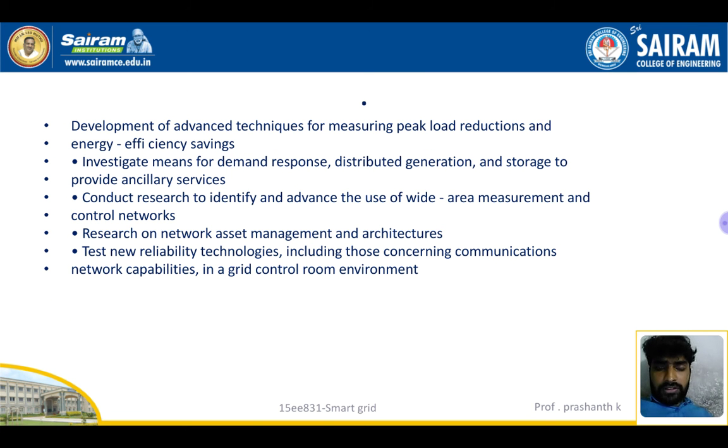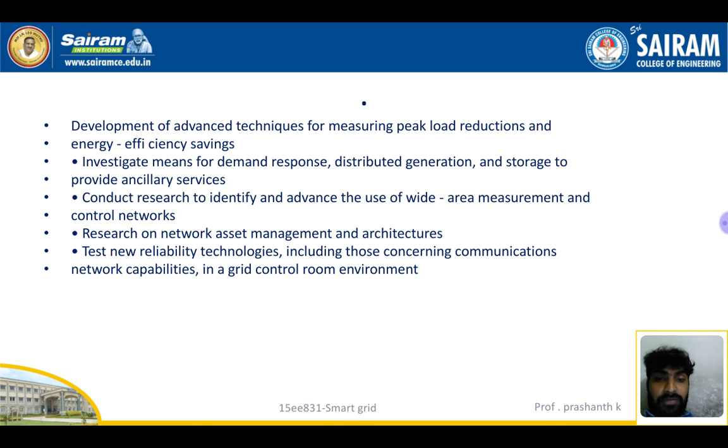So development of advanced techniques for measuring peak load reduction and energy efficiency savings, and investigate means for demand response, distributed generation and storage to provide ancillary services. Conduct research to identify advanced use of wide area measurement, WAM, right, and control networks. Research on network assets management and architecture. Test new reliability technologies, including those concerning communications network capabilities in a grid control room environment, right? So here is the development of advanced techniques like peak load reductions, like energy efficiency savings also.